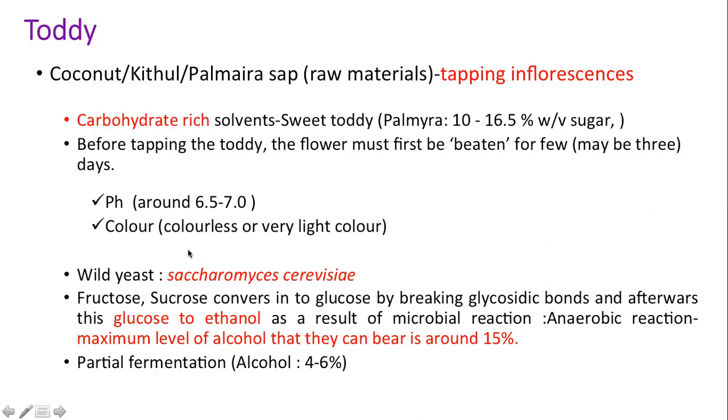And the microbe is Saccharomyces cerevisiae, a type of wild yeast. Then you can read these things. And we have fructose and sucrose in this sap. That's why it is more sweet. You know the sugar percentage.